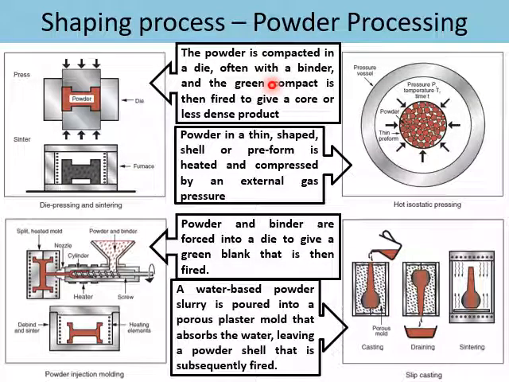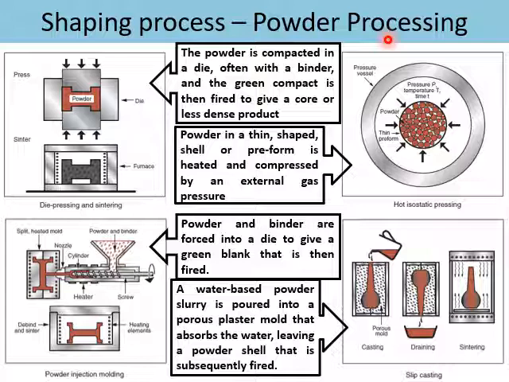Next is the powder processing method. For metal, it is powder metallurgy. The first one is die pressing and sintering. The material powder is compacted in a die, often with a binder. Then heat is applied to a temperature that fuses the powder, for a certain amount of time. You can see this in the resin mounting machine in our lab, also in the materials engineering lab.